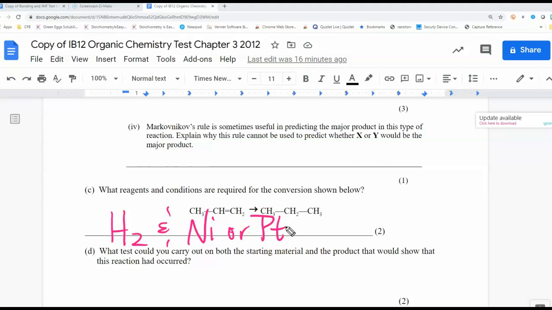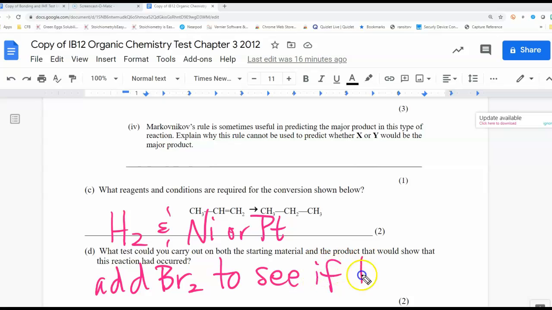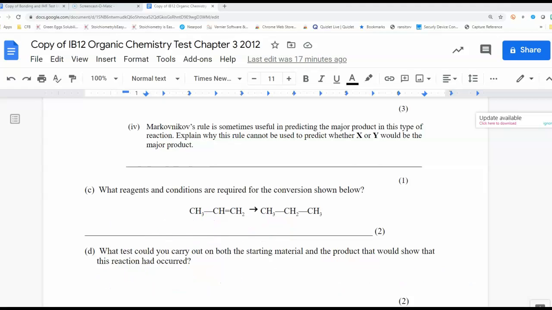And what test could you carry out on both the starting material and the product to show that this reaction had occurred? Add bromine water to see if there is a color change. If there is a color change, then you know that you have not had the reaction take place. If there is not a color change, then you know that the reaction has taken place.